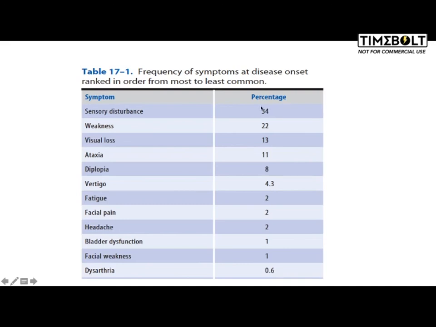34% of patients present with sensory disturbance, 22% with weakness, monoparesis, hemiparesis, paraplegia, sometimes quadriplegia, and visual loss in 13% of cases. Diplopia occurs due to involvement of the brainstem internuclear connecting fibers between the nuclei of the extraocular muscles. Vertigo is due to involvement of the cerebellum, vestibular apparatus and its connections.